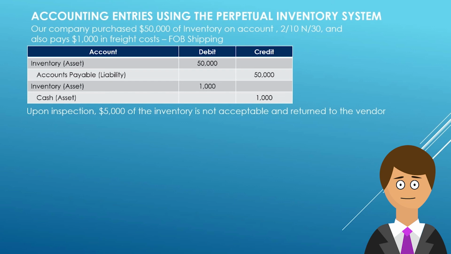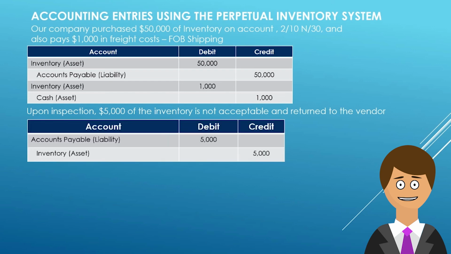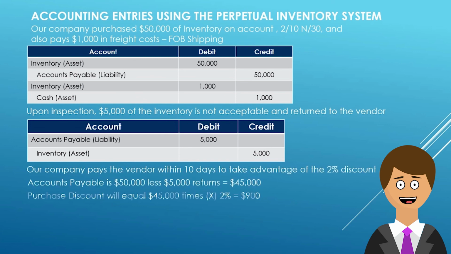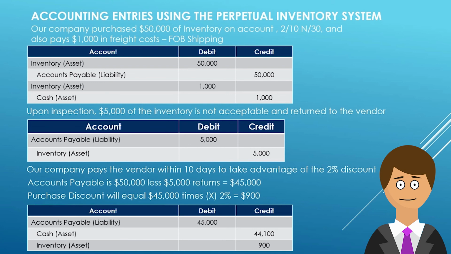When we had the return product, same exact adjustment to accounts payable, we reduced it by $5,000, and again, instead of returns and allowances, we're using inventory as our account. And then finally, when we have that payment and our 2% discount, the only difference we're seeing here is, again, the inventory asset is used as opposed to the purchase discount value.